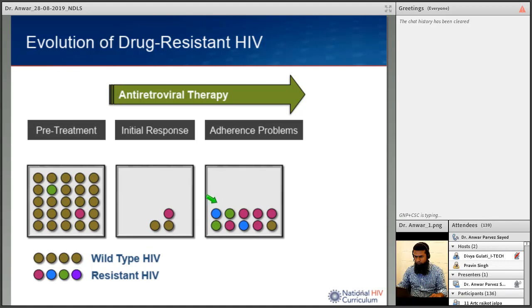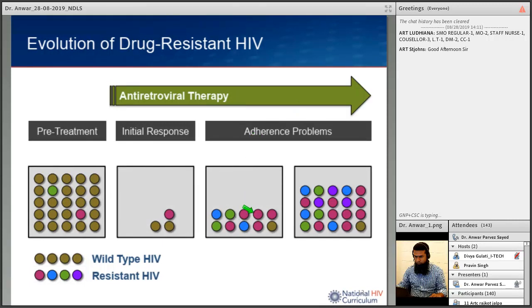Because if the adherence problem continues for a longer duration of time, then as the wild virus is under control because of the drug pressure when the patient takes drugs in between, whenever the patient takes drugs or ART medications, the wild virus number will go down, but resistant viruses will again surge up, or they will get the opportunity to multiply.